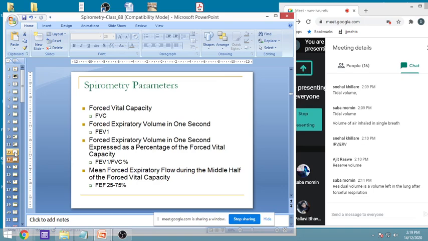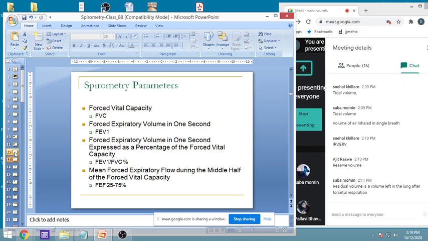FVC is forced vital capacity. Then one more important term which will come up in asthma and emphysema is forced expiratory volume in the first second. When the air is expired forcefully, how much is expired in the first second is called the forced expiratory volume in 1 second. Then it is expressed as a percentage of the forced vital capacity. So always this ratio is taken, FEV1 divided by forced vital capacity, and its percentage is taken as a diagnostic measure.